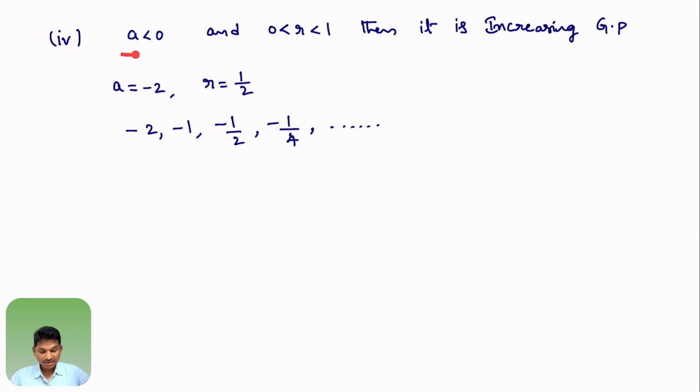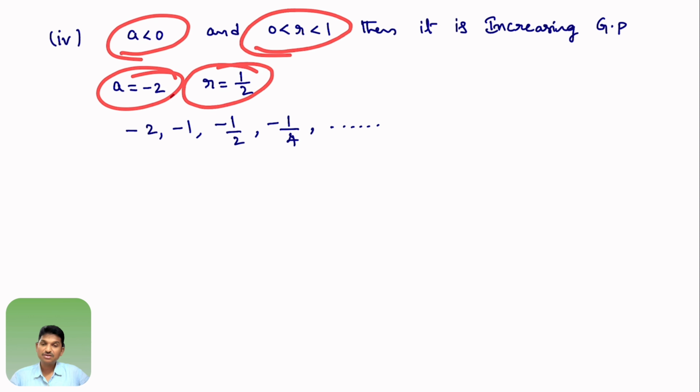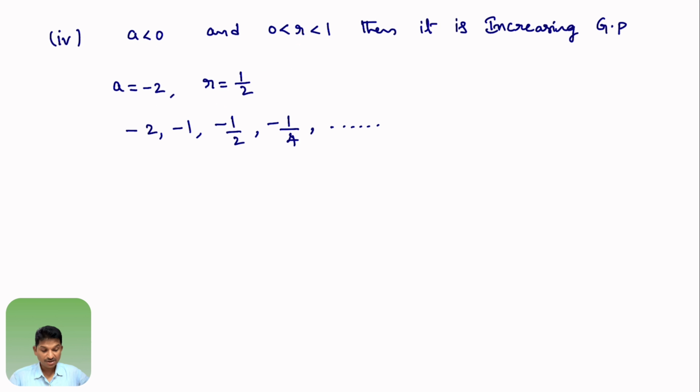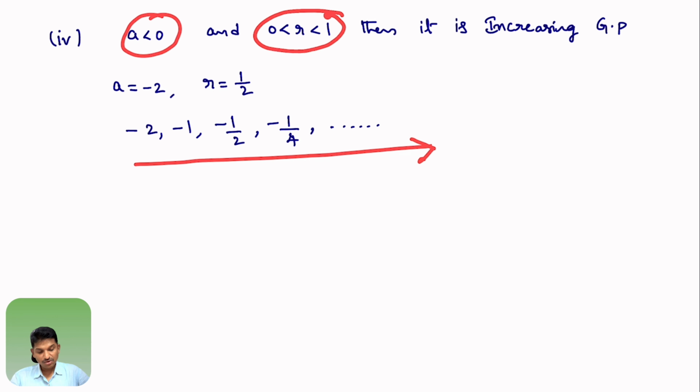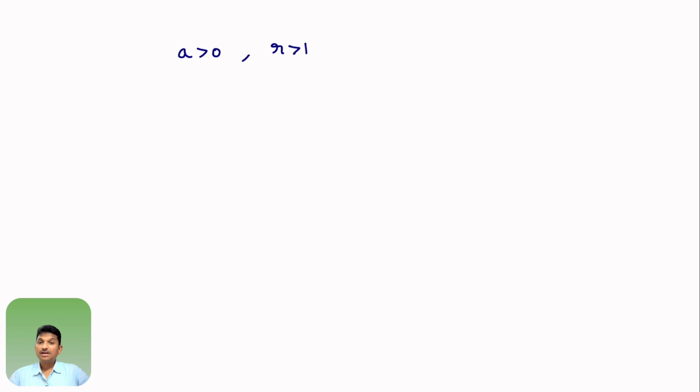Similarly, A is less than 0 and R value lies in between 0 and 1, then it forms an increasing geometric progression. Take one example. See, A is minus 2, R is 1 by 2. A is less than 0, no? That's why I took minus 2. R lies in between 0 and 1, no? That's why I took R is 1 by 2. Substitute in the general pattern. You observe these numbers as per number line order: minus 2, minus 1, minus 1 by 2, minus 1 by 4. They are increasing. So, if A is less than 0 and R value lies in between 0 and 1, then it forms an increasing geometric progression.